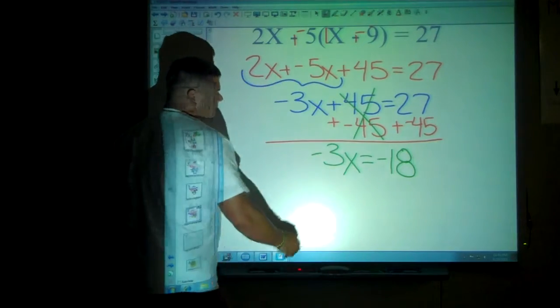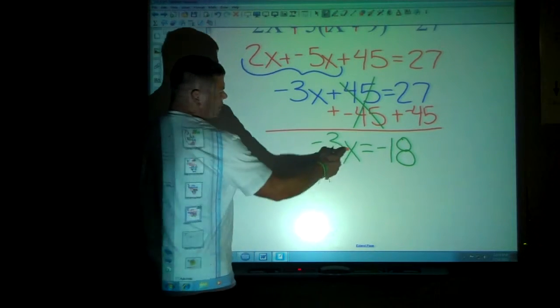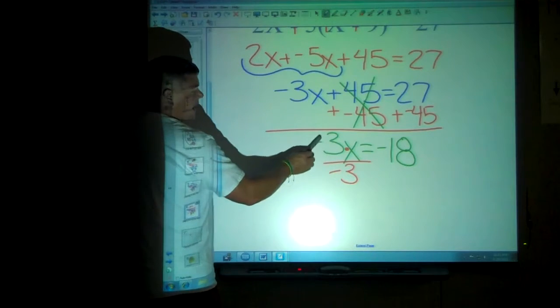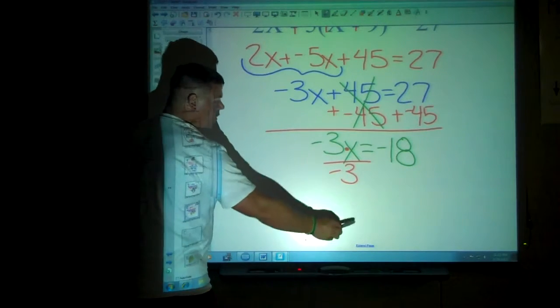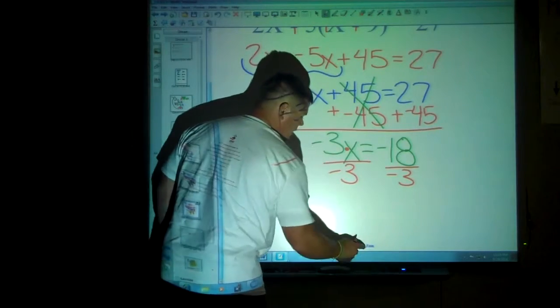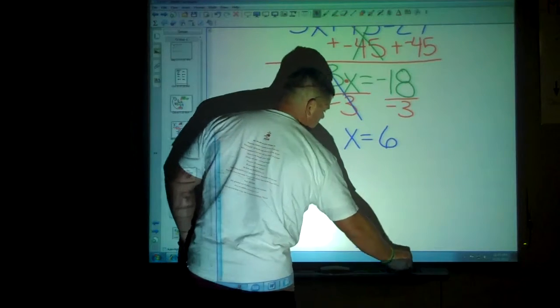Last step, I need to get x completely alone. In order to get x alone, I got to do the opposite of multiplying by negative 3. So I divide by negative 3. Again, I want these to be the same sign so they'll cancel out exactly. I come over here and I divide by negative 3. Those cancel out, and x equals 6.